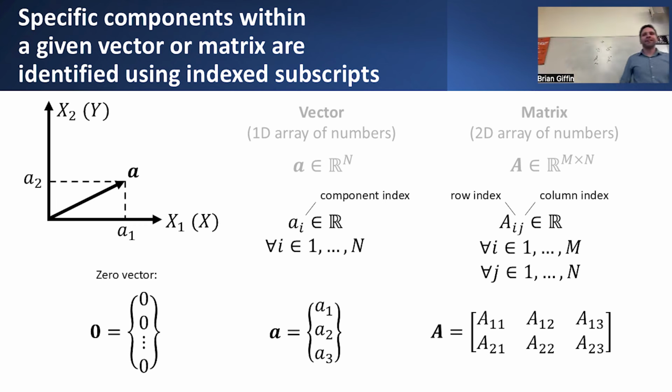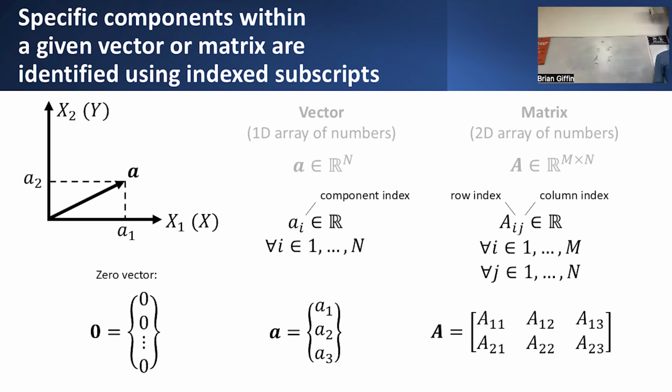Now, there's another useful particular vector that I'll define, which I'll call the zero vector. It's a special case of a vector that has all of its components equal to zero. There's an analogous definition for a zero matrix, which is a matrix whose entries are also all zero.